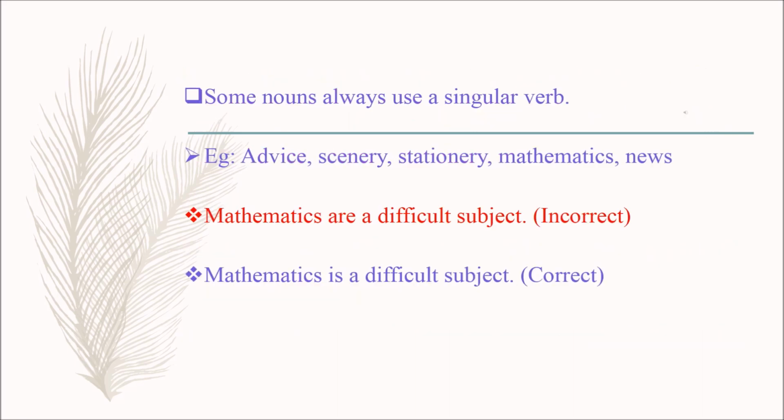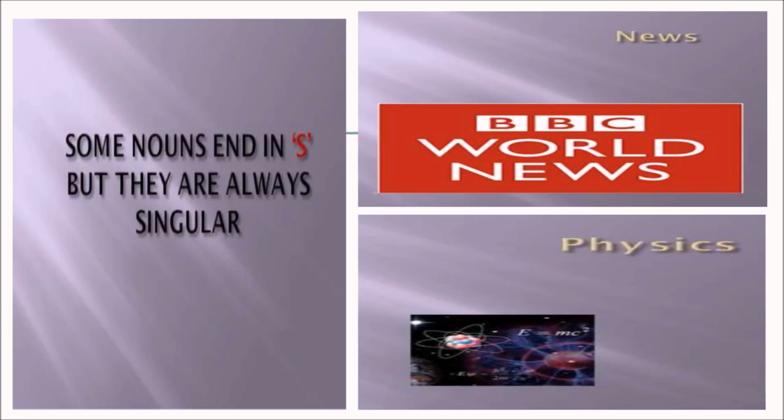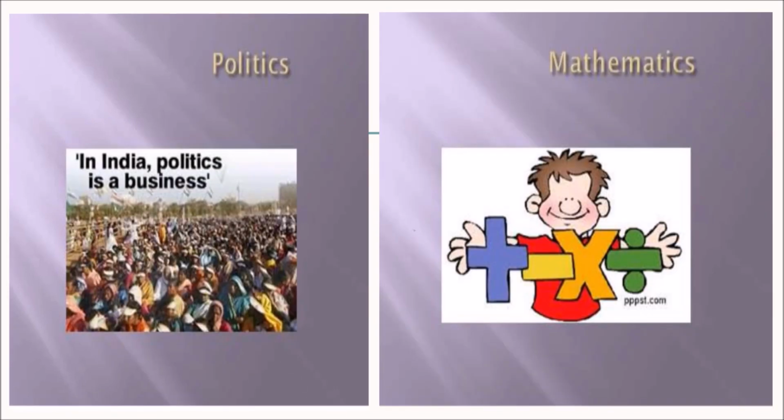Now, let's see the rule. Some nouns always use a singular verb. Examples: advice, scenery, stationery, mathematics, news. The first sentence is: mathematics are a difficult subject. Is that correct? No. The correct sentence is: mathematics is a difficult subject. Some nouns end in S, but they are always singular. For example, news, physics, politics, mathematics, etc.